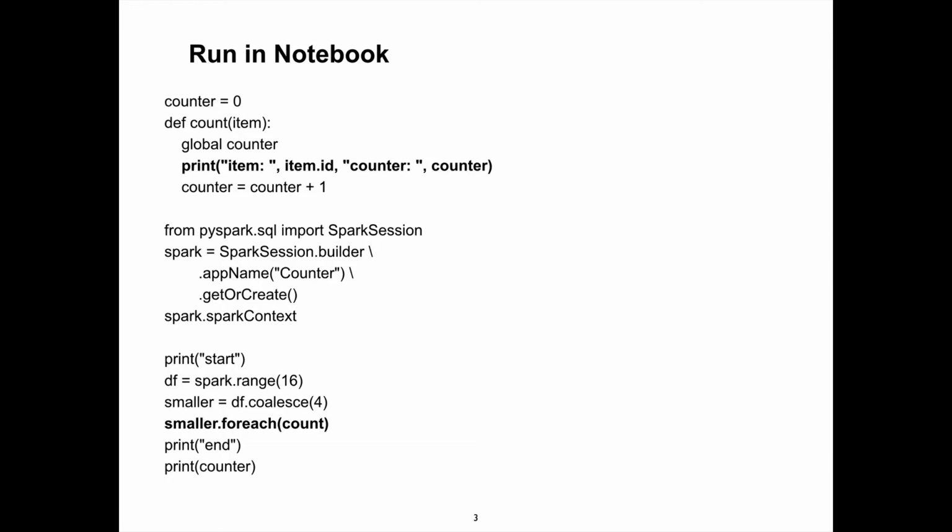My function does several things. I just want to basically count the number of times the function is called. And then just to see what's going on, I want to print things out. And of course, since this is Python, I want this function to use this counter, so I have to declare it global. Otherwise, it just creates a local variable, right? And then I'm creating a Spark session. I forgot to remove that. And now I'm going to print out when I start, and then I create a range of 16.